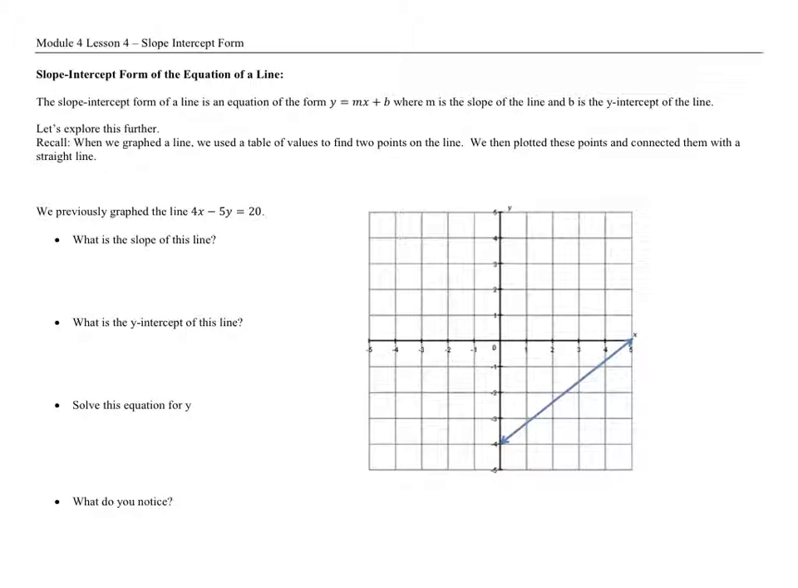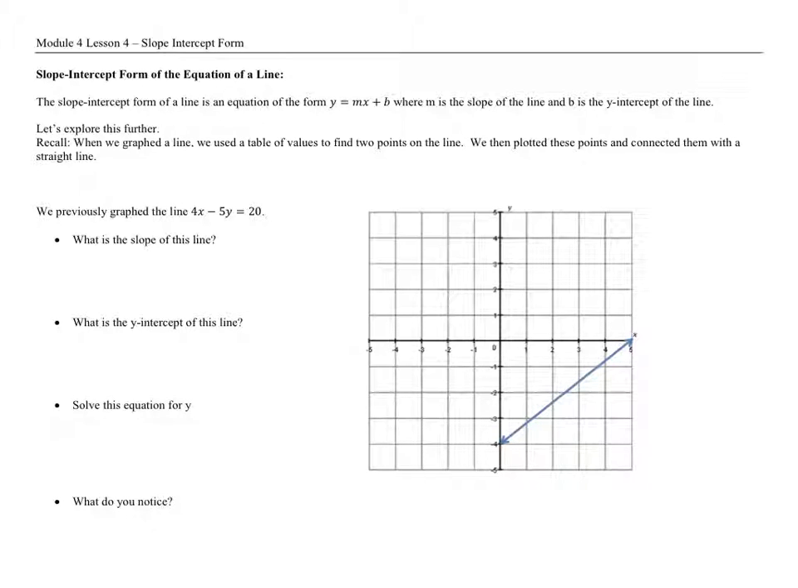Now we're going to talk Module 4 Lesson 4, which is called Slope-Intercept Form. Slope-intercept form is a really useful form for graphing lines. So we're going to do this as a progression so that you can see what's going on. Up until this point, we've just graphed lines by plotting points, and also by using the intercepts. Now we're going to do a little bit of a different concept.